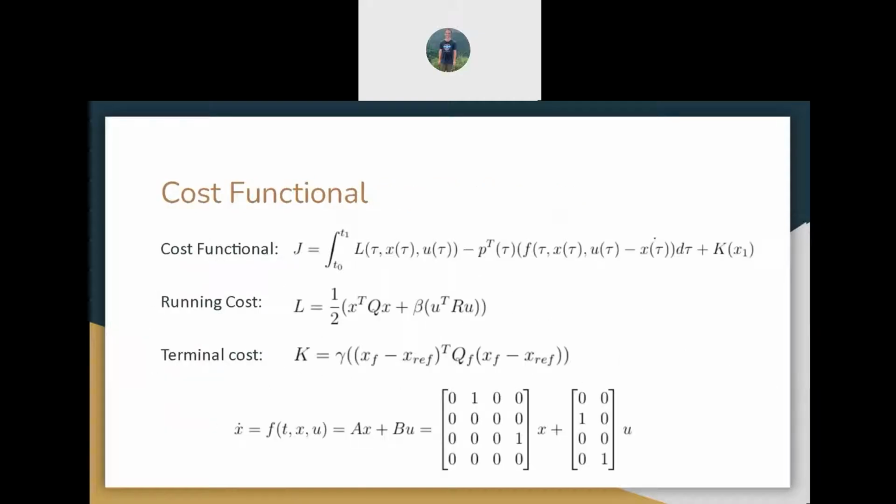The cost functional is the objective we want to minimize. Included in this is the running cost, which accumulates over t0 to t1. In our case, the running cost is the sum of all states squared plus the sum of all inputs squared times a weighted term beta. Next is the terminal cost, which is added at the end. The terminal cost is set to be the difference between the final state and reference state squared. So in order to minimize the cost, the algorithm has to drive the final state as close as possible to the desired state. Lastly, we have the state function, which is taken from the states we set on the previous slide.